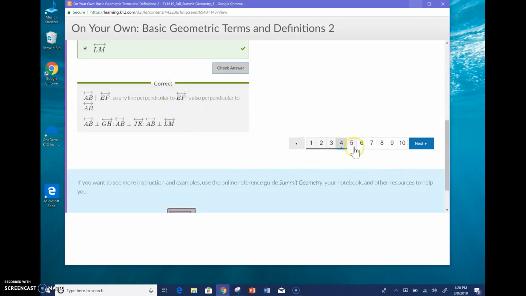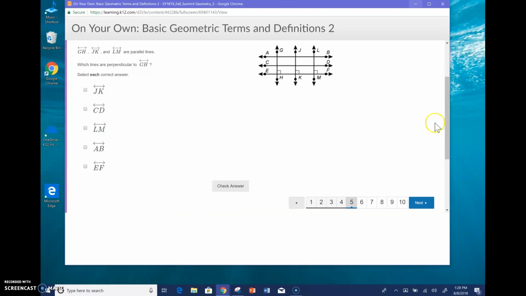And that gives the explanation. Alright, now we have GH, JK, and LM are parallel lines. They all run vertically. Which lines are perpendicular?